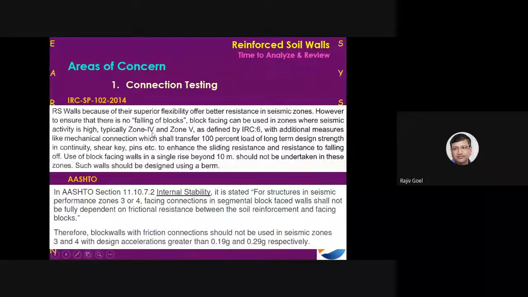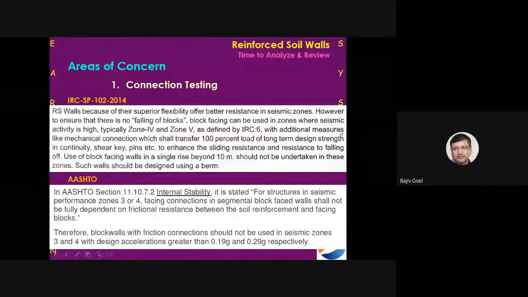And in our seismic zone 4, we know that our seismic zonal coefficient is 0.24, and zone 3 is 0.16. So it would be very prudent to say that if we follow these recommendations, probably block walls would not be feasible in zone 3 as well. But I'll not get into that. At least we have an IRC code which says that in zone 4 and 5, you don't need to allow block walls with frictional connections.